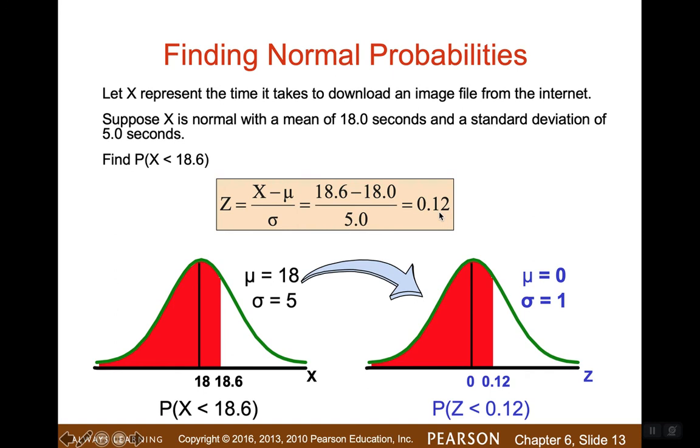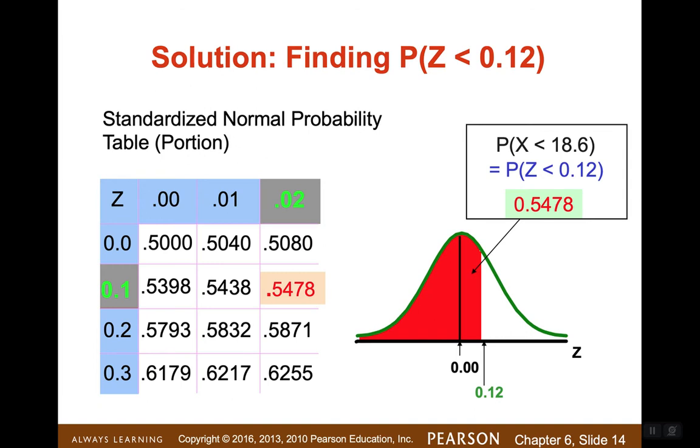All right. So we have an x value. Simply convert that to a z value. So we go from a mean of 18, standard deviation of 5, to a mean of 0, standard deviation of 1. All right. And then we look it up.